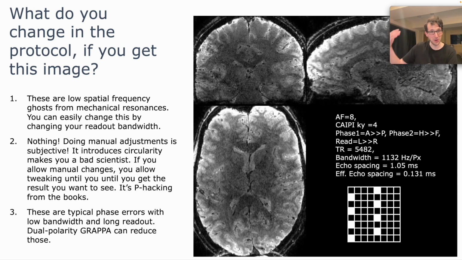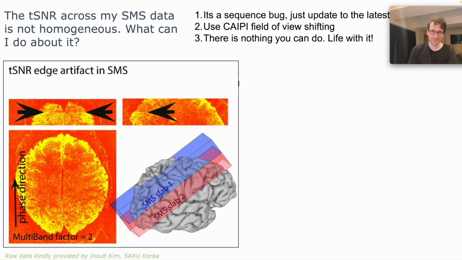As always, going slow can be more efficient. Let's look at the next example here, which I think is an example that I've been confronted with many times. So this is a 2D multiband sequence, and when you look at the TSNR, it's not homogeneous, right? Some slices just have higher TSNR compared to other slices. So what could be the reason for that, and what can we do about it?